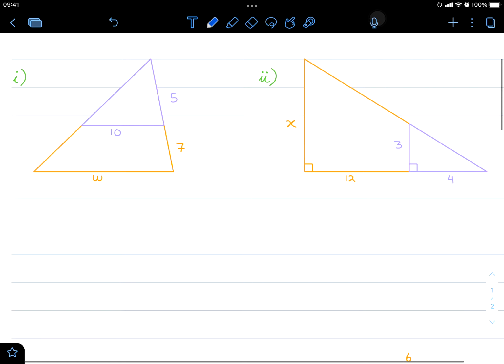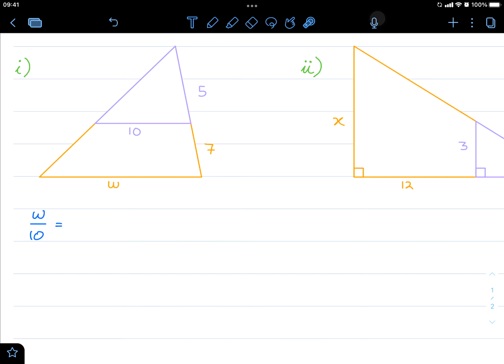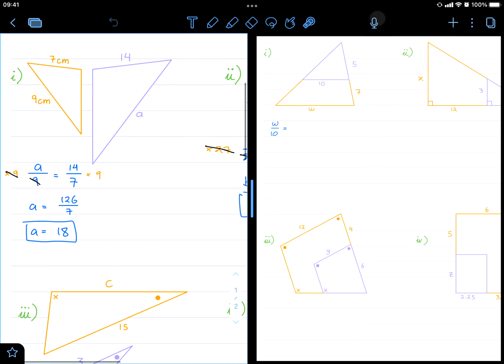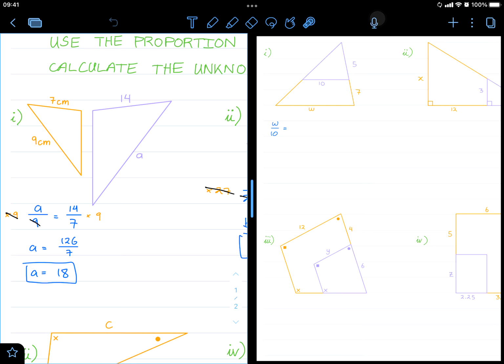Okay, so for this one, we're looking for the length of W. W over, well, the corresponding with that one is clearly 10. Now, take a close look. In the previous example, since we put A on top, we had to put the same length of the purple triangle on top as well. So in this case, it was A over 9 is equal to 14 over 7.